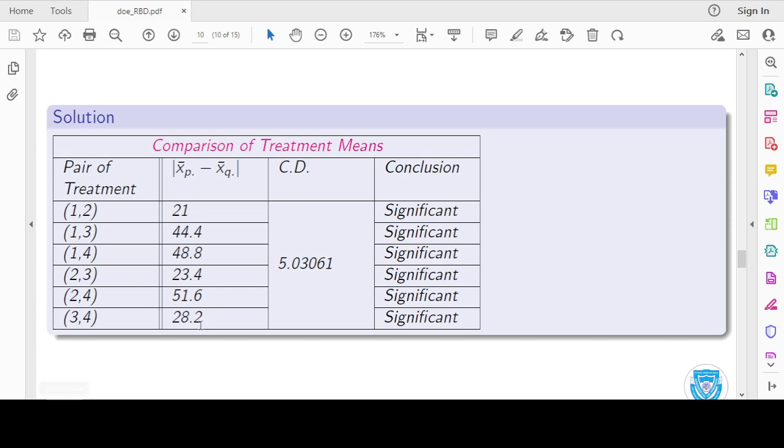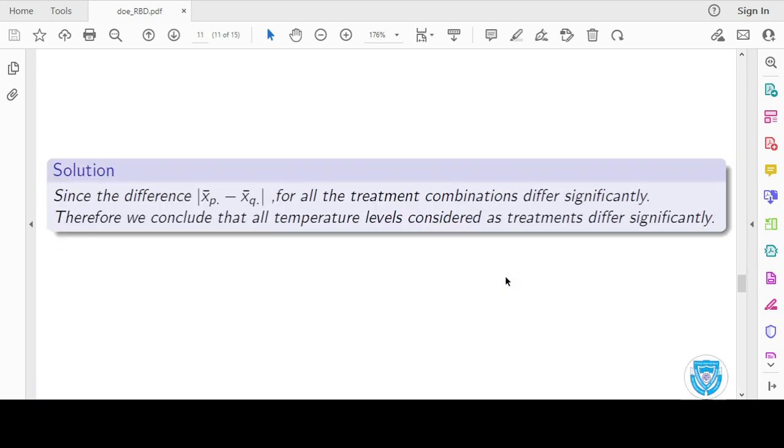All of them are greater than this CD here. No one is less than this. So for all the combinations we get the conclusion as significant. So whatever treatment means we have, they are differing significantly. So we write from this conclusion: since the difference x bar p dot minus x bar q dot for all the treatment combinations differs significantly, therefore we conclude that all the temperature levels we have considered, that is the treatments, differ significantly.